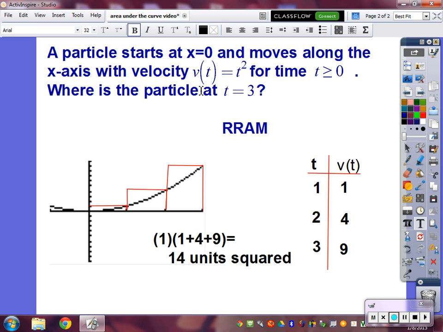So that means that t equals 3 is approximately at x equals 14. Remember, it's moving along the x-axis. So this 14 for this problem represents an x value. And so that's how area under curve is related to distance traveled.